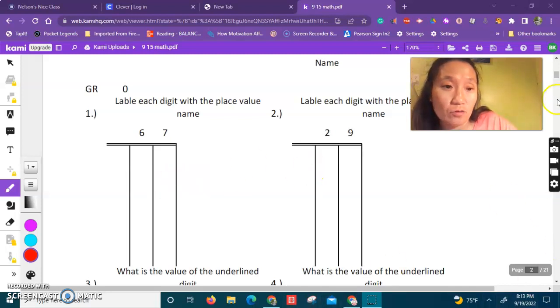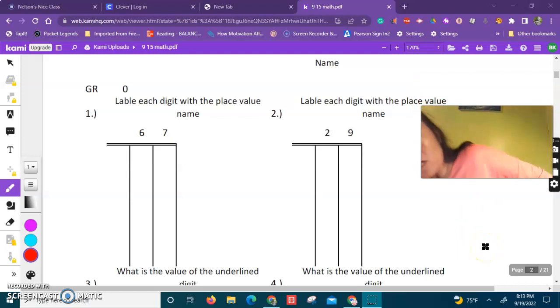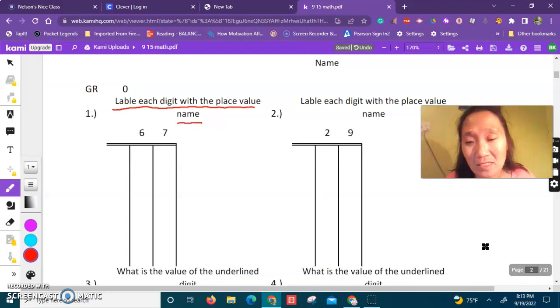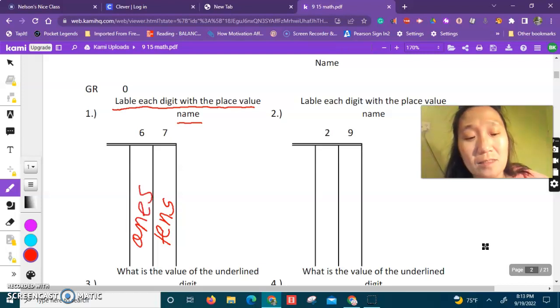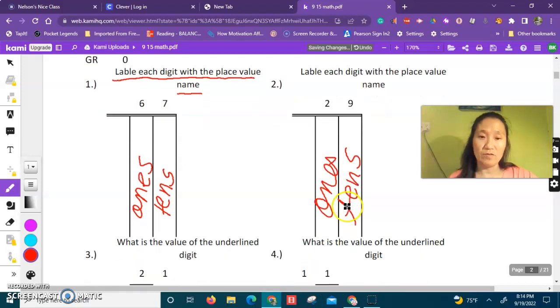Let's take a look here. We have here, label each digit with the place value name. All you have to do is name the place values. So this is the tens, this is the ones. Simple. Tens and ones. Okay. Moving on.